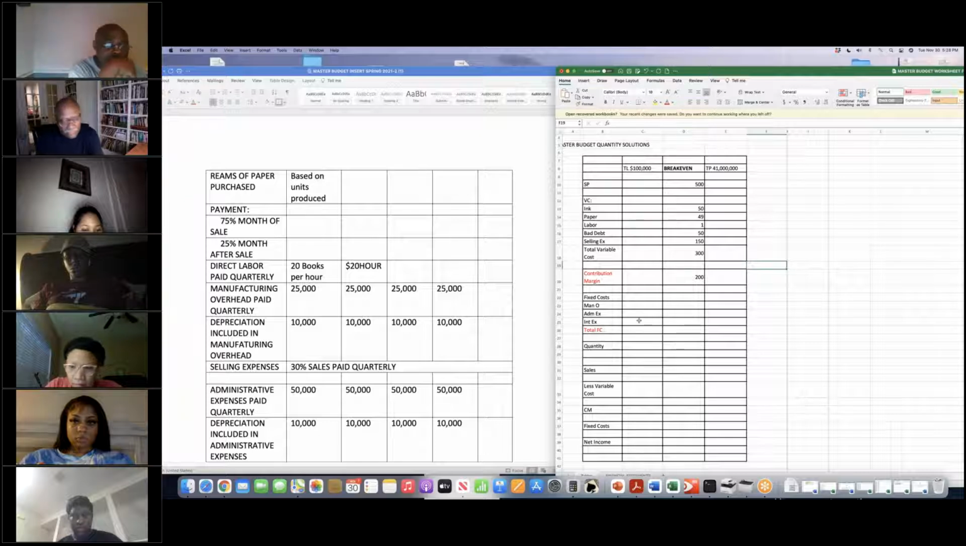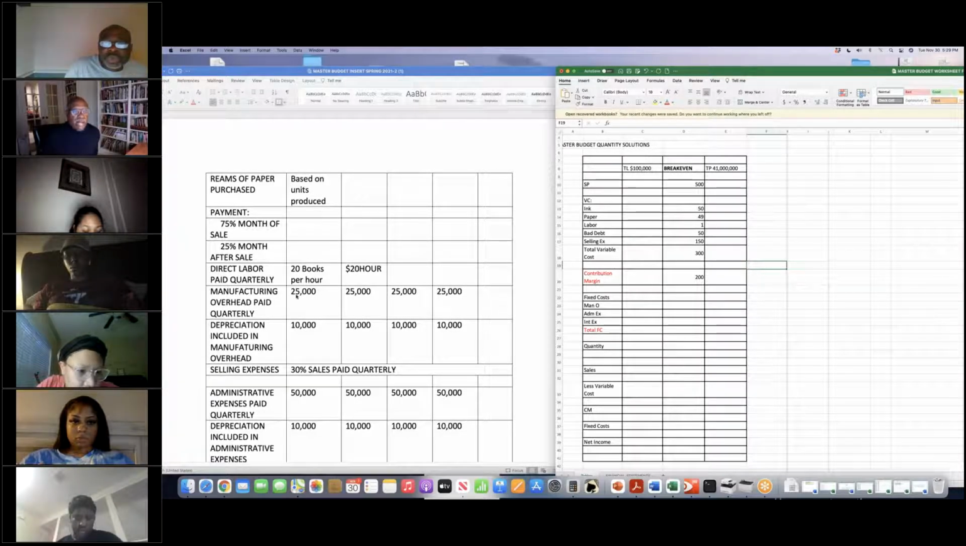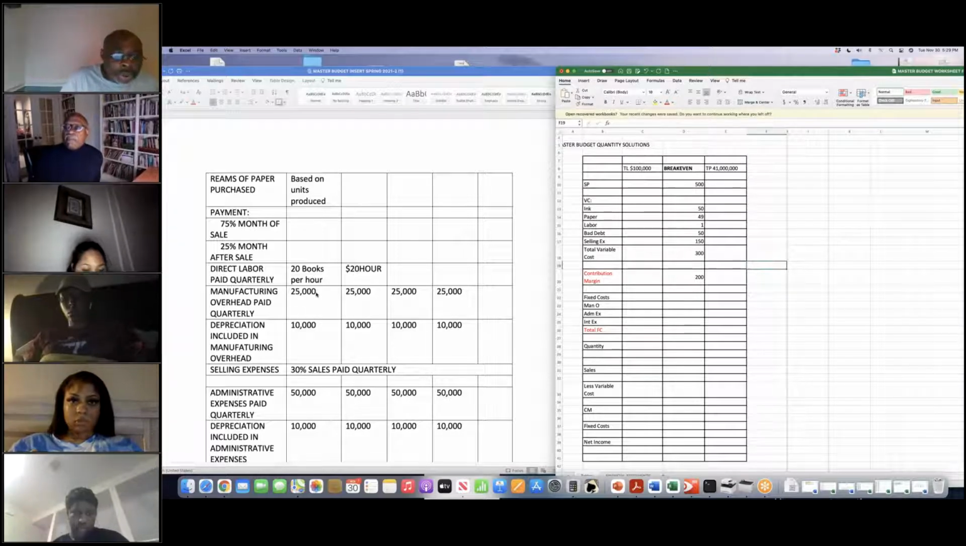Now let's get our fixed costs. Our fixed costs are always going to be manufacturing overhead, administrative expense, and interest expense for the year. The manufacturing overhead is how much quarterly? 25,000. So how much is it for the year? 100,000.